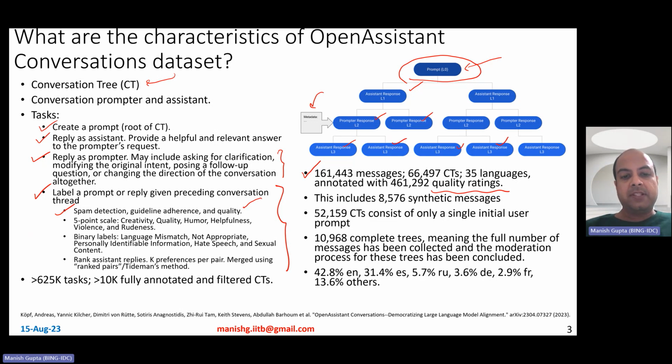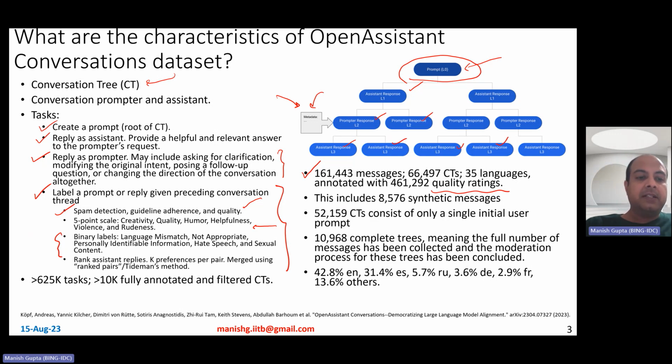In fact, the quality was measured along various characteristics on a 5-point Likert scale. So creativity, in general quality, humor, helpfulness of the answer or reply, violence, or rudeness. All of those criteria were used, and they are a part of the metadata which is applied along with the conversations in the dataset. Workers were also asked to provide binary labels based on these things: language mismatch, not appropriate, personally identifiable information, hate speech, sexual content, and so on.